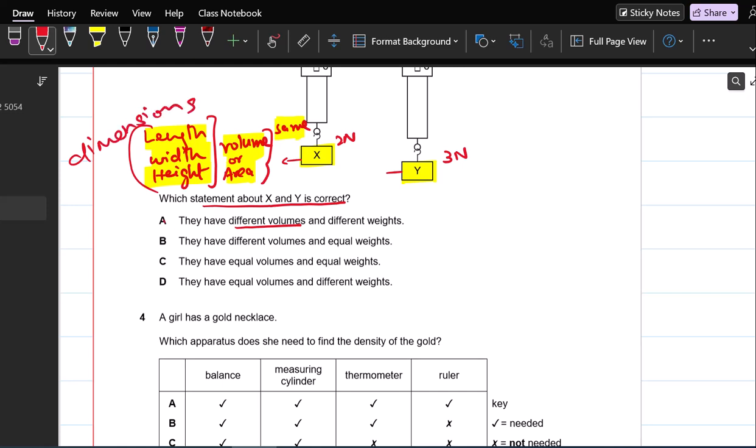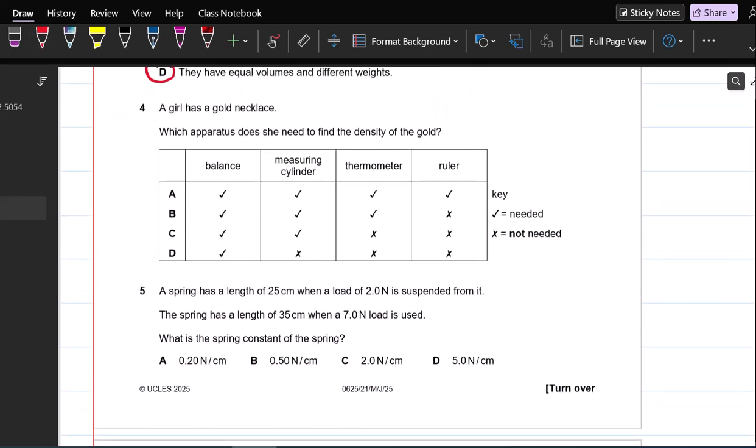So this A is not possible, different volume, no. B is not possible, they have equal volume and equal weight, no. One is having 2 Newton, another one is having 3 Newton. So different weight and same volume. So D is right.